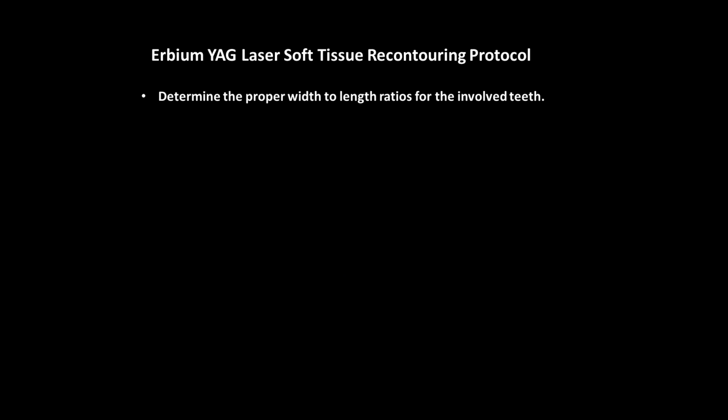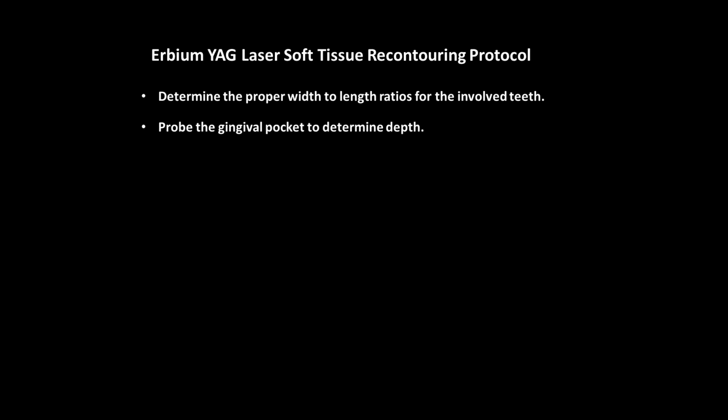My protocol using an erbium YAG laser is first, by whatever means, you can use calipers. I'll show you a neat little gauge that is very handy to use. You want to determine the proper width to length ratios for the involved teeth. You want to determine the ideal. Sometimes because of what the soft tissue gives us, we may not be able to reach ideal, but we want to know what our ideal length is based on the width. We don't really have a lot of control over the width of the teeth unless we're prepping and doing veneers; we can just work with the length.